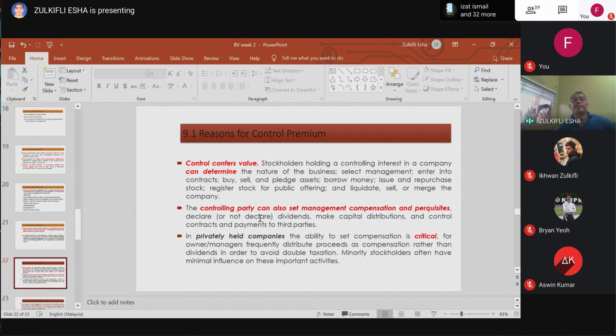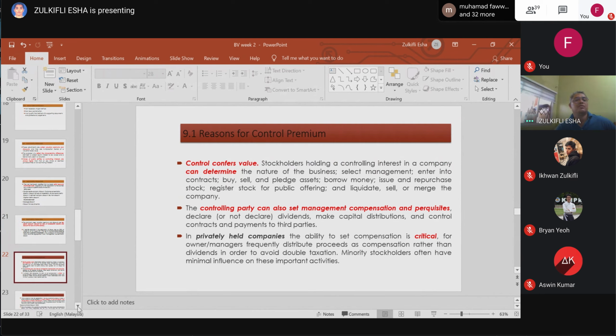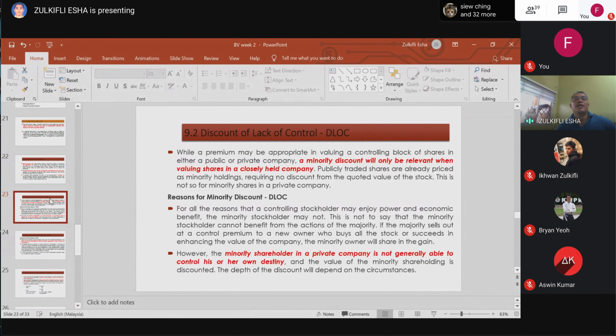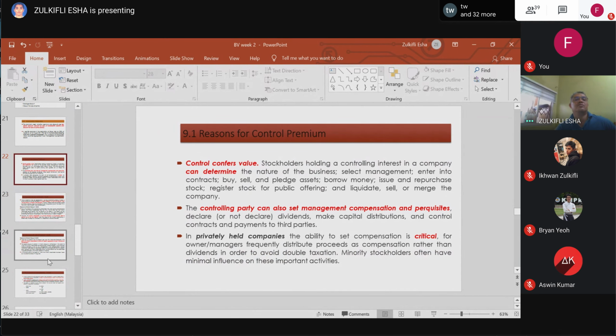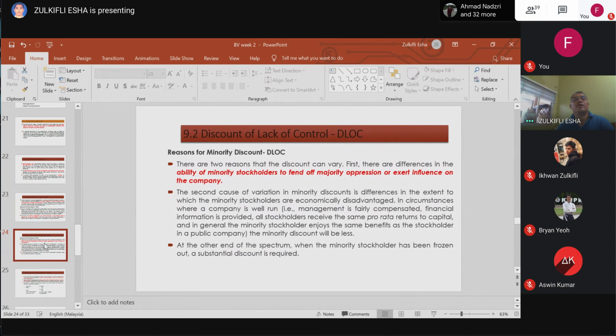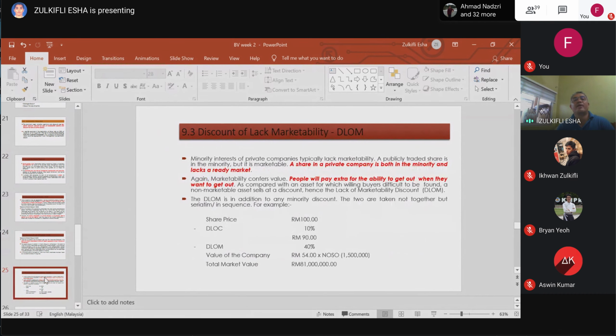Reasons for control premiums: control confers value to the controlling party, in a privately held company. This one we can skip for a while. And this one is a continuation of reasons for control premium, lack of control discount and block. These three or four slides explain in quite some detail what control premium means, what block means, discount for lack of control, and discount for lack of marketability.